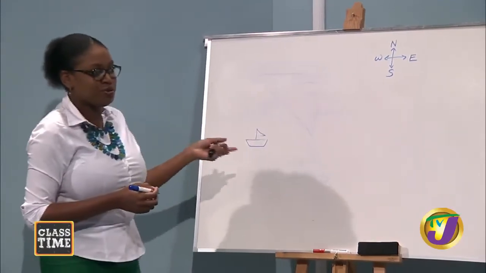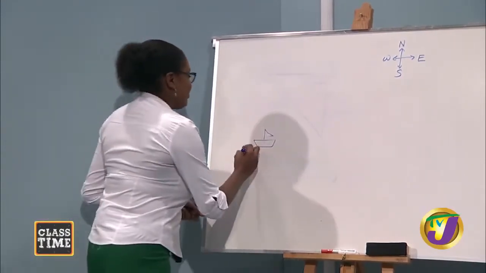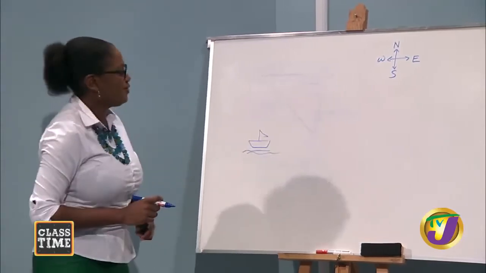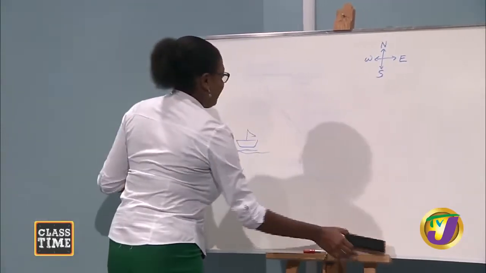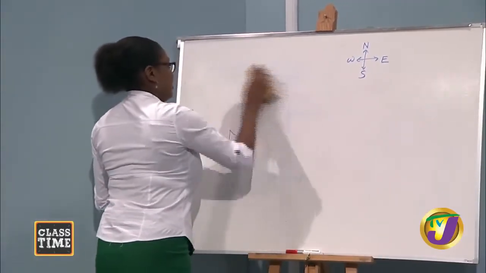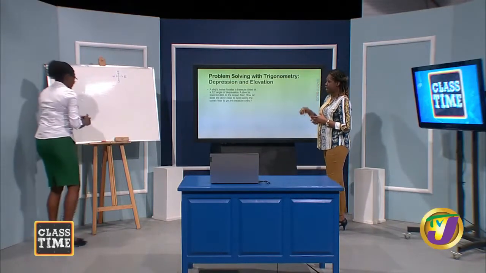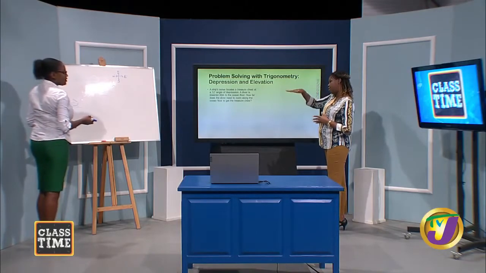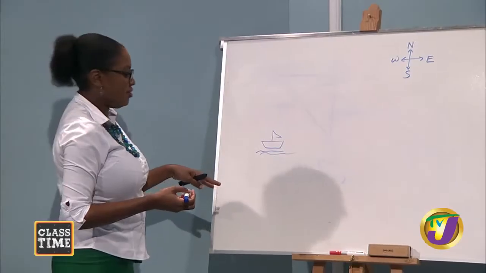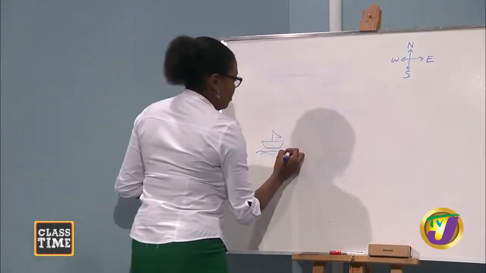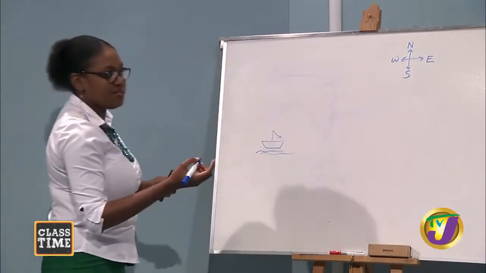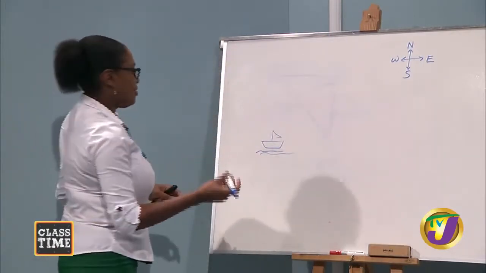It's supposed to be a ship, and I drew the sea. Since we're talking about depression, it means we're going down. So it's our angle going down. The sea level would be our horizontal. So this is the horizontal. What do I have next? Angle of depression and our diver.